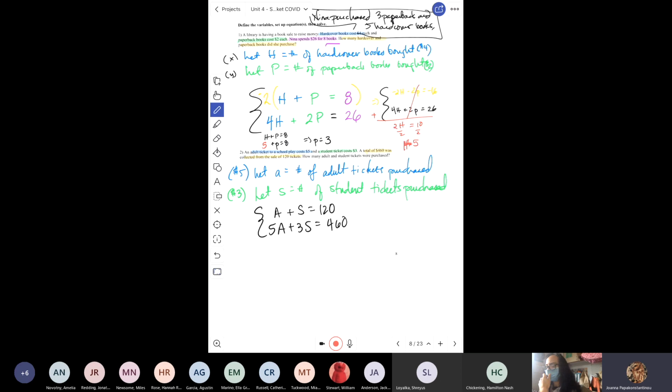What method are you using? Addition? Did anybody make the problem easier to start with? How? I didn't hear you. Say that again. Okay, so you multiplied this one by -3. Okay, so my new system is going to be -3a minus 3s equals -360. Second equation didn't change.